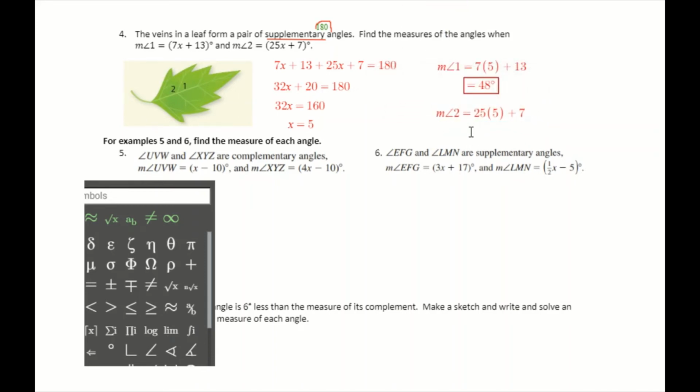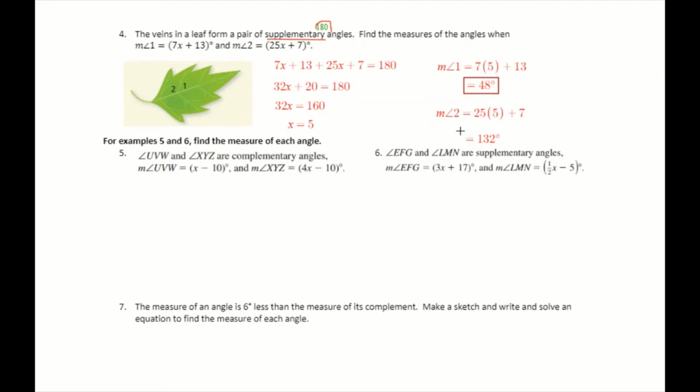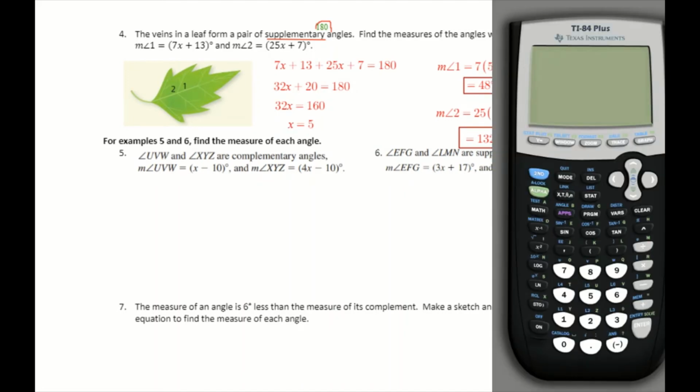Now, you always want to go back and double check to make sure that your angles are supplementary. If you solve this correctly, they should add up to 180. So let's double check that in the calculator real quick. So 48 plus 132, are those in fact supplementary? And yes, they are. Okay, so we're in good business here.